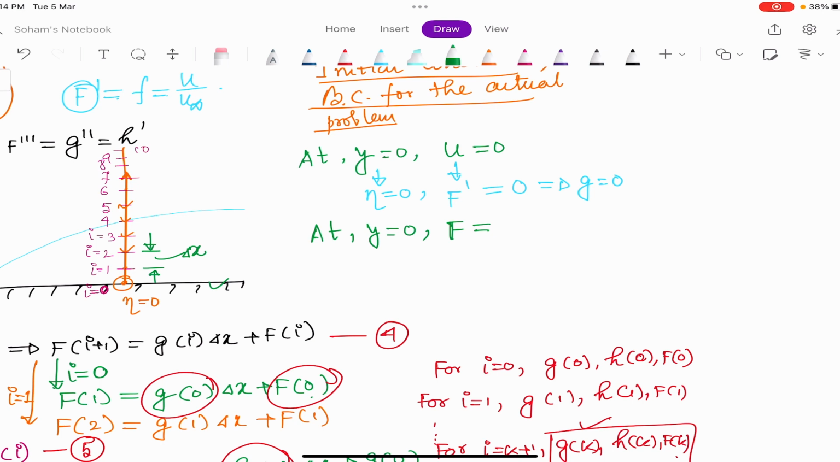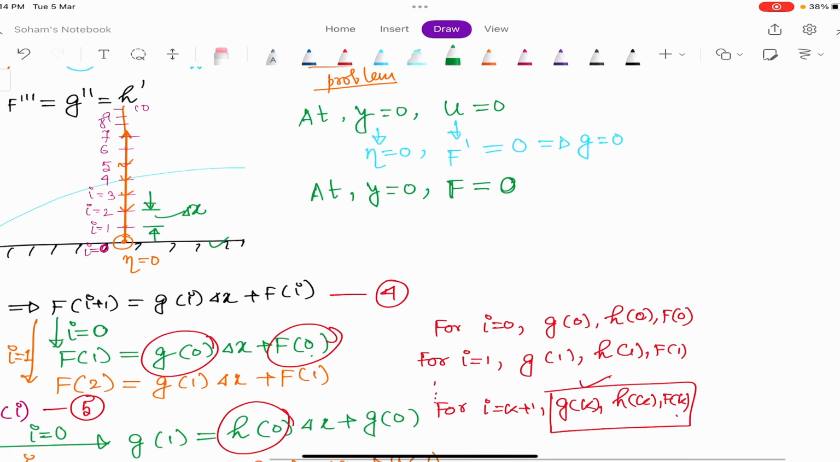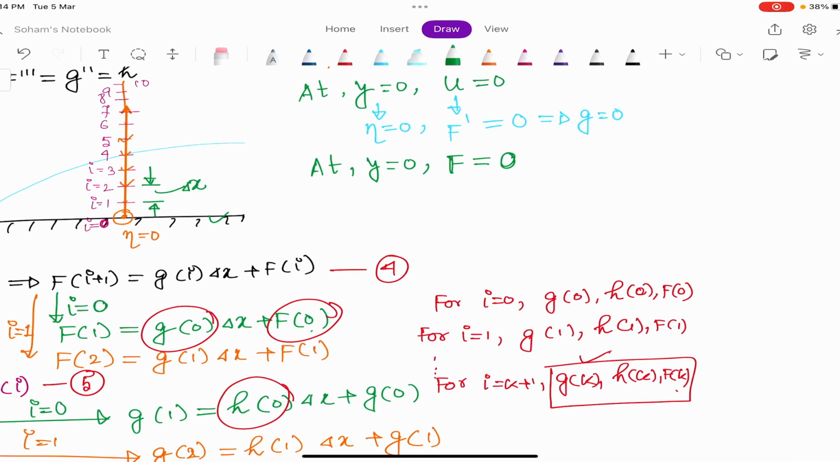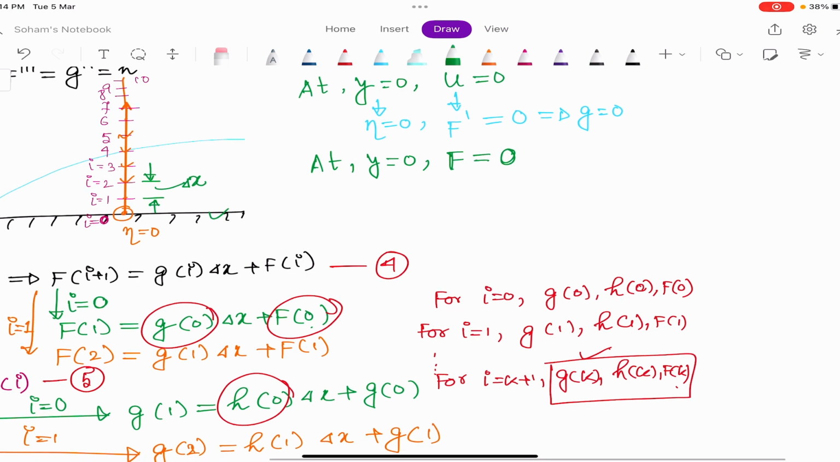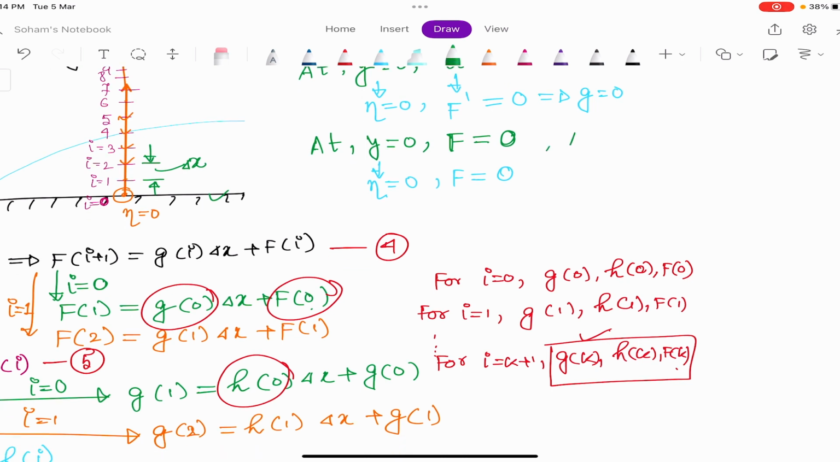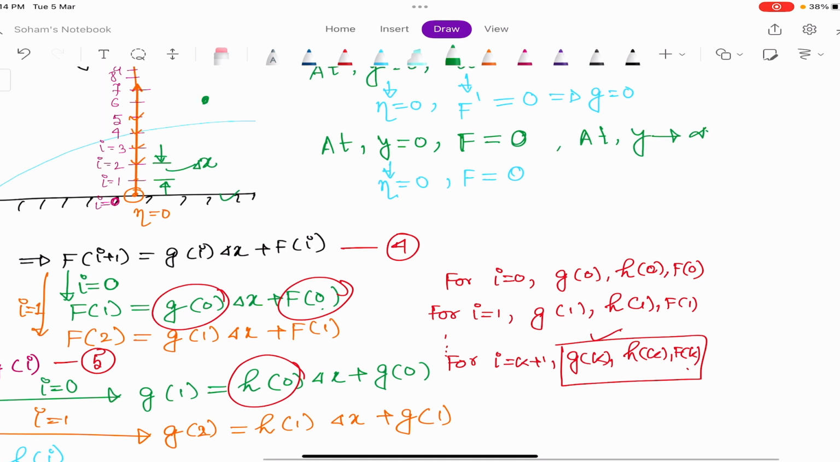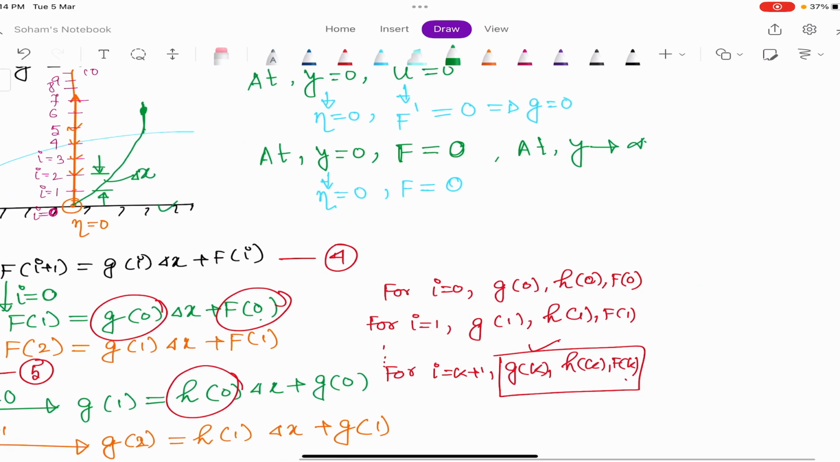Now I can take for reference this value as 0. You can take any other value, then you will get any other solution, but generally, by convention, we take the stream function value at the boundary as 0. And this boils down to, at eta equal to 0, f equal to 0. And we also have at y tending to infinity, that is at the far stream, the velocity profile is a straight line, so it is not changing with y anymore, so the slope is 0.